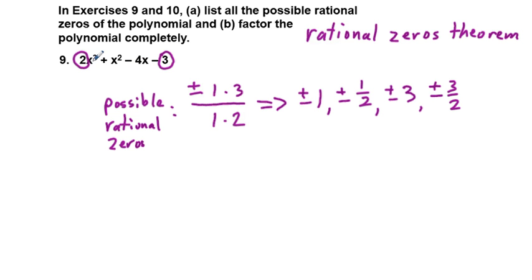And so what that means is we're only going to be able to use 3 of these 8 possible zeros. What I like to do is take the easiest numbers algebraically to work with, which in this case would be 1. And that makes synthetic division easy. So I just draw a synthetic division bracket, and we're going to test out the factor of x minus 1.